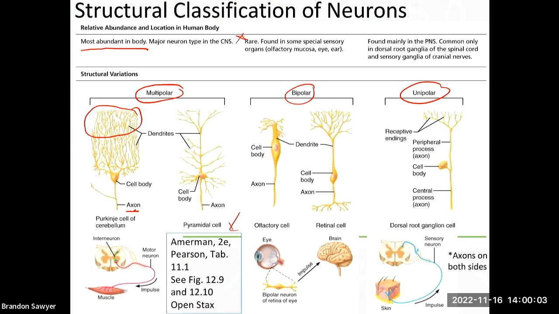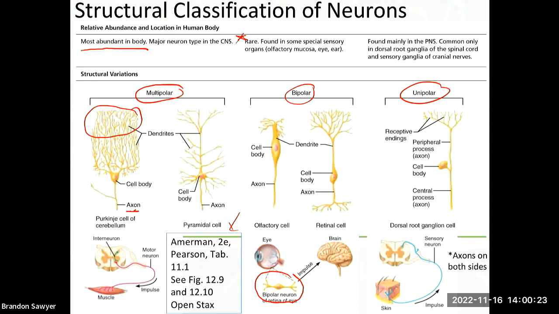Bipolar are somewhat rare. You'll talk about some next semester in Bio 1040 when we talk about the eyeball. Some of the key neurons inside of our retina are bipolar neurons. Okay, so they have an extension on both sides going in both directions.